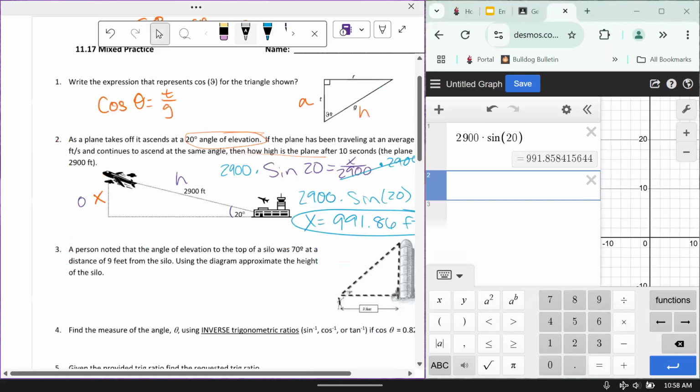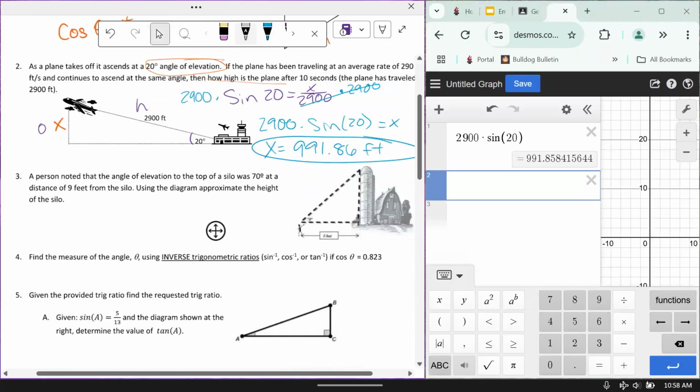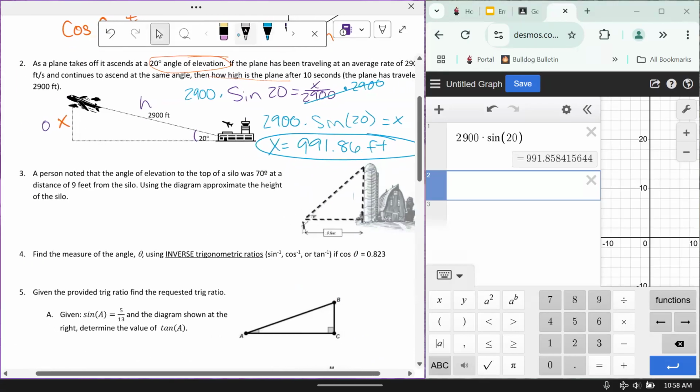Number 2, a person noted that the angle of elevation to the top of the silo was 70 degrees at a distance of 9 feet from the silo. Using the diagram, approximate the height of the silo. Here's our silo, here's our 9 feet, and there's our angle of elevation. We want x, the height of the silo.